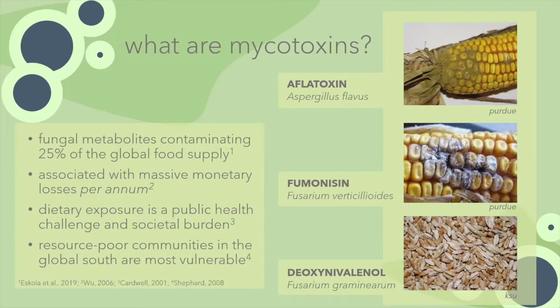And so while there are many, many mycotoxins of importance, I'll be focusing this talk today, and I've focused my dissertation research on 3 particularly important mycotoxins. Aflatoxin, which is produced by Aspergillus flavus, and is commonly associated with maize and groundnuts. Fumonisin, produced by Fusarium verticillioides, which is commonly associated with maize, millets, and sorghum, and deoxynivalenol, or DON, a trichothecene mycotoxin produced by Fusarium graminearum, which is commonly associated with wheat and maize.